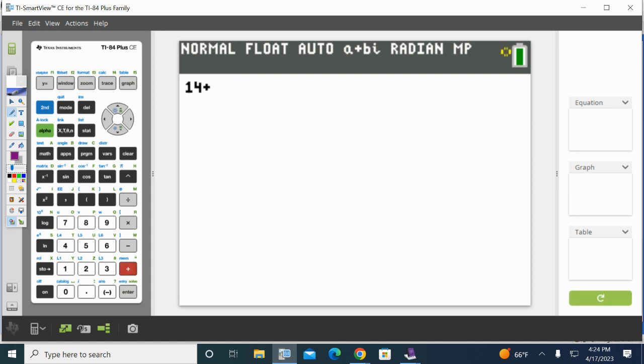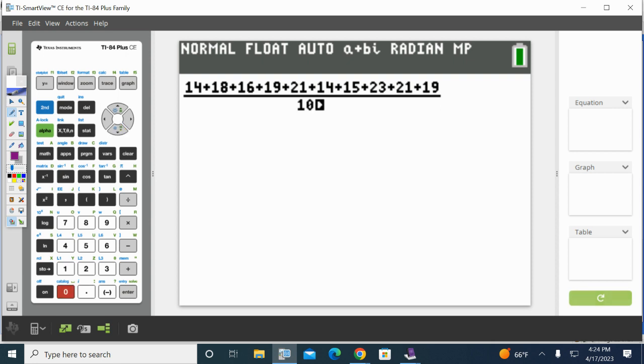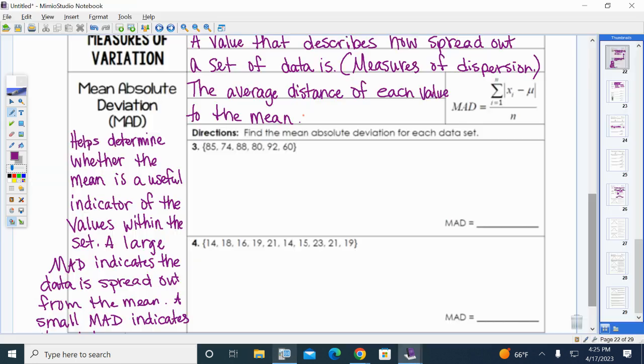So 14 plus 18 plus 16 plus 19 plus 21 plus 14 plus 15 plus 23 plus 21 plus 19. And then there are 10 numbers. Again, I'm just checking really fast that I've got everything in there, and I do. And so my mean is 18. So my mean on number 4 is 18.